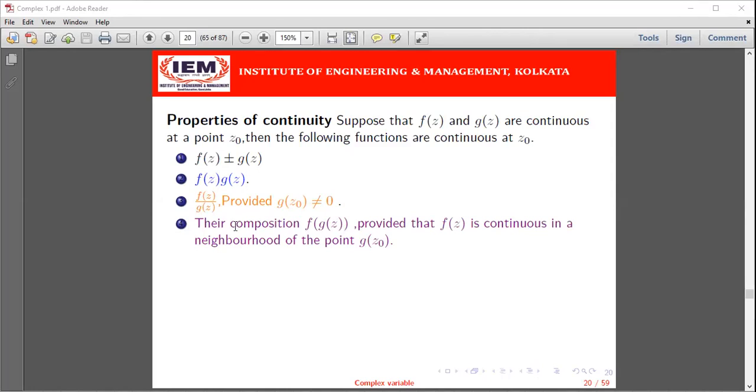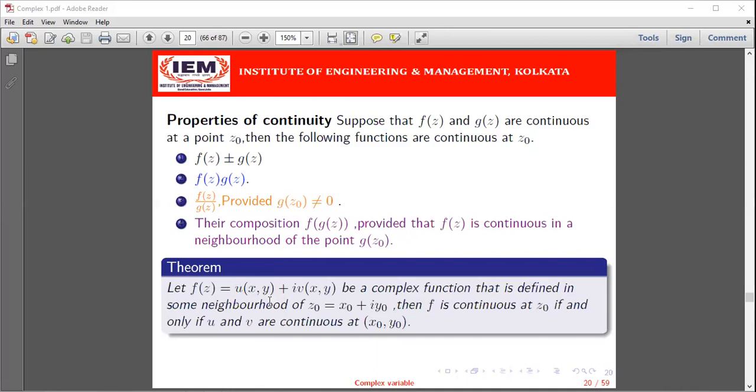So have you understood this, or do I need to elaborate on it? Should I elaborate on the limit for the composition of two functions? Understood, sir. Okay.